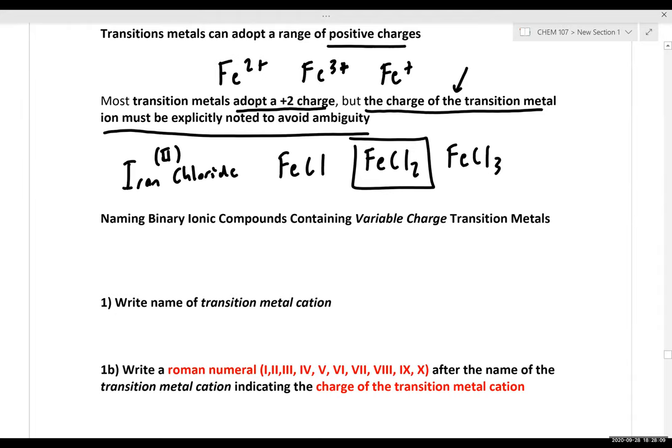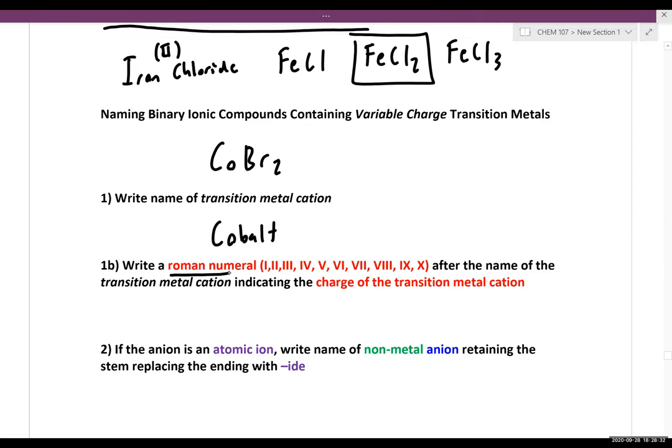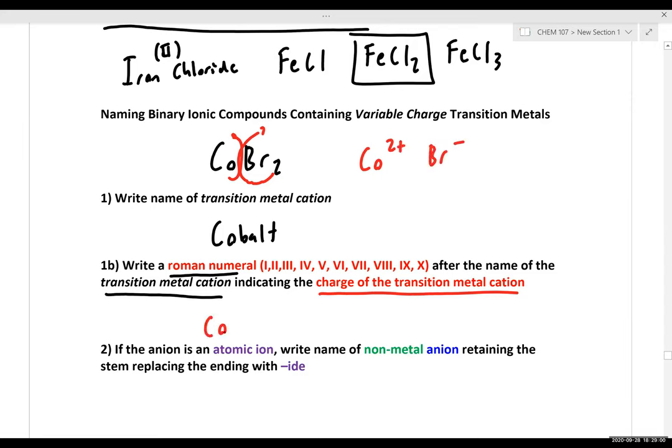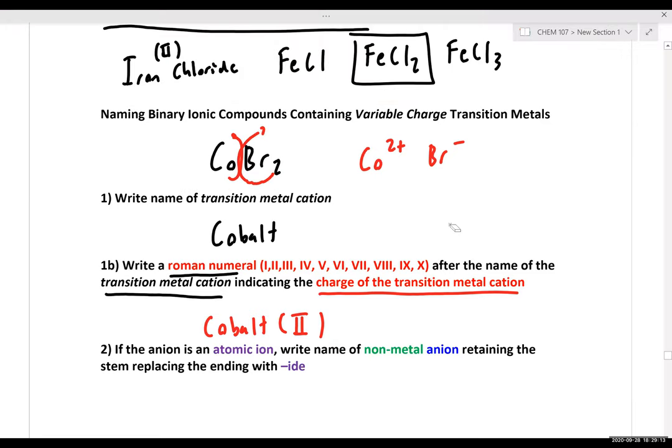Okay, so how do we name binary ionic compounds containing variable charge transition metals? Let's look at an example of CoBr2. First, we write the name of our transition metal cation, which in this case is cobalt. Next, we write a Roman numeral, and this is where the charge rules are important. You write a Roman numeral after the name of the transition metal cation, and this Roman numeral tells you the charge of your transition metal cation. So in this case, if we reverse cross our charges, we get cobalt 2+ and Br-. So we'd write in our name cobalt Roman numeral 2 to signify we have a 2+ charge. Does that make sense to everyone so far?